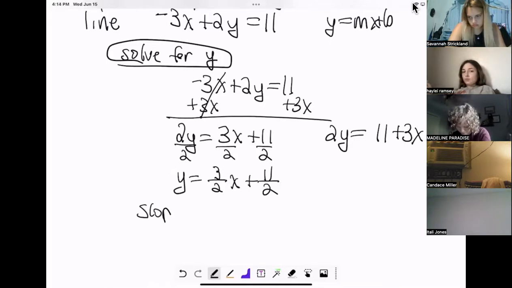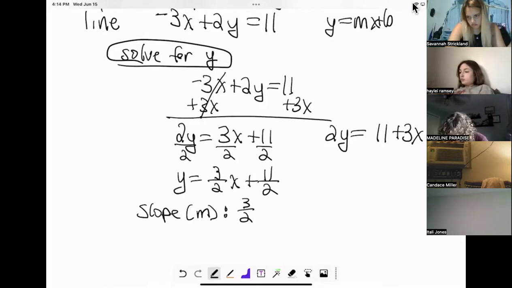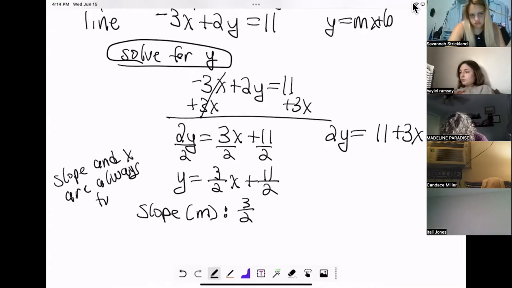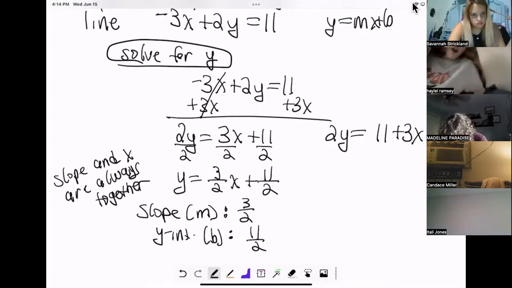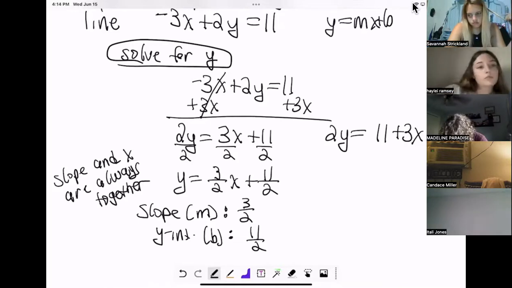So I know my slope, which is m, is 3/2. The slope is always with the x. They're always together. And then my y-intercept, which is my b, is 11/2. So whenever you have an equation that's not in slope-intercept form, and you are asked to find the slope and the y-intercept, you just have to solve it for y, and then you can answer that question.